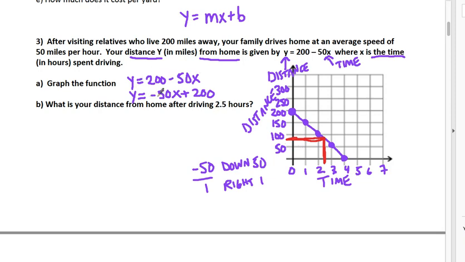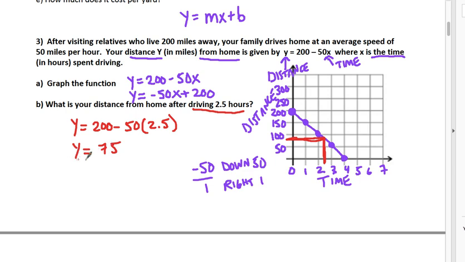So I think we should use our equation. We're driving 2.5 hours. Remember, x is the time. So I would plug 2.5 in for x. So 200 minus 50 times 2.5. And you can type that in your calculator and you're going to get 75.